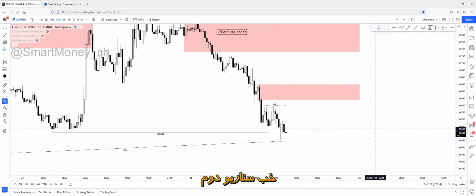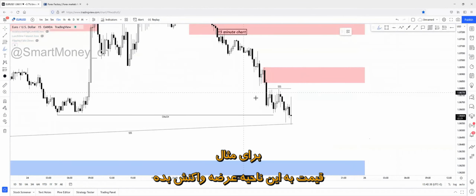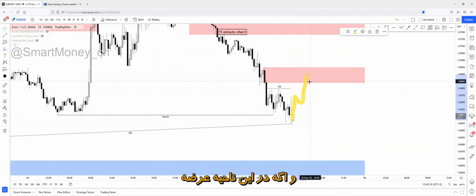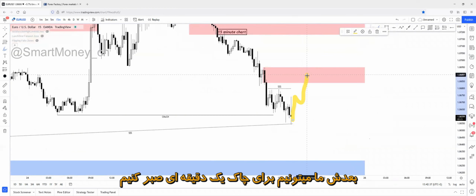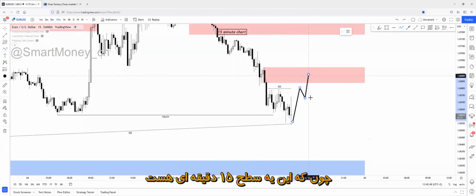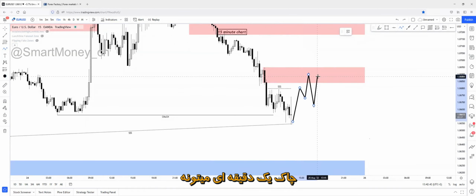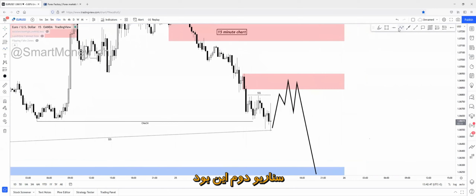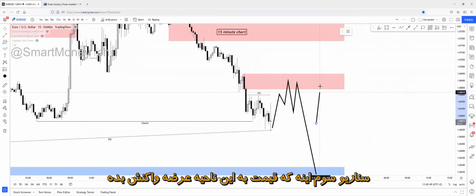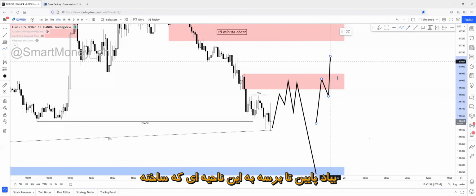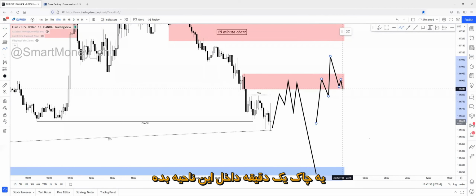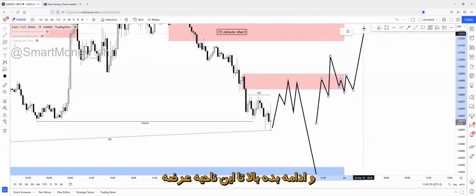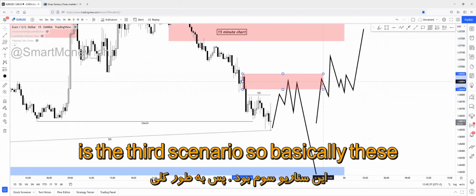So the second scenario, price will react on this supply zone, for example, and if this supply zone reaction happens, then we can wait for a 1-minute change of character, because this is a 15-minute zone, so a 1-minute change of character is perfectly fine. 1-minute change of character, continuation down to this demand zone. Second scenario is this one. The third scenario, if price reacts on the supply zone, creates a flip zone, comes down to this 15-minute zone, creates a 1-minute change of character inside of this zone, continuation up to this 4-hour zone. This is the third scenario.